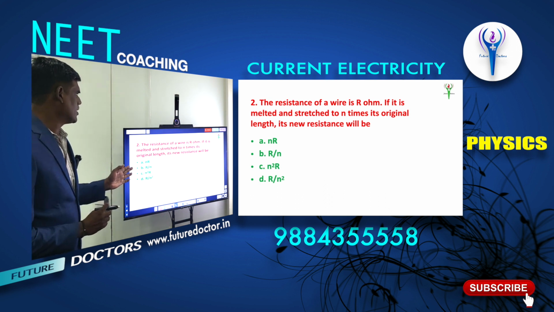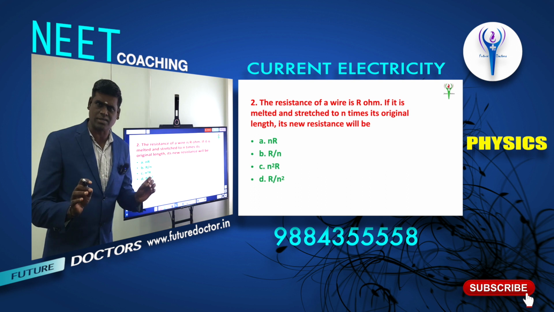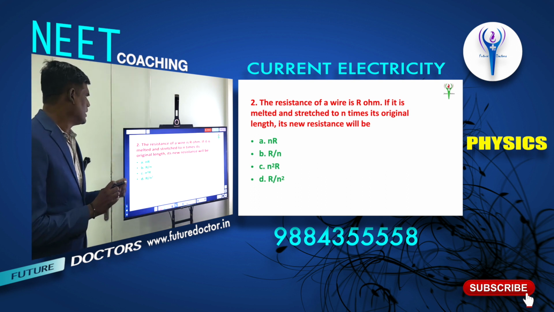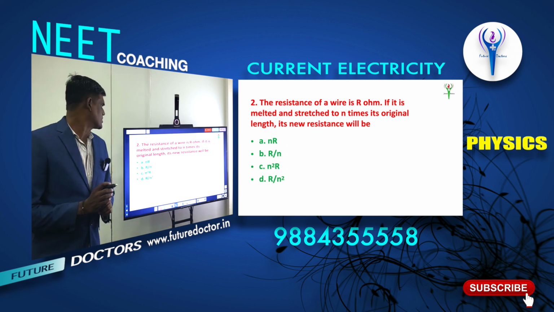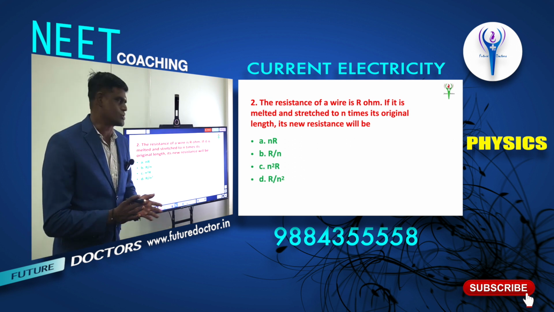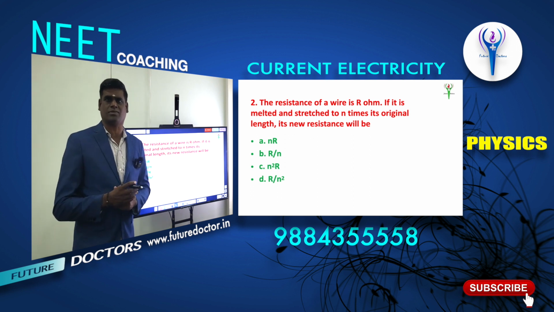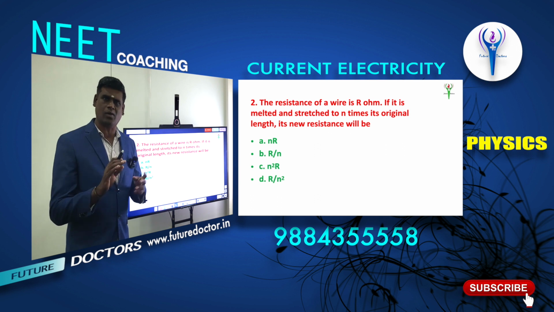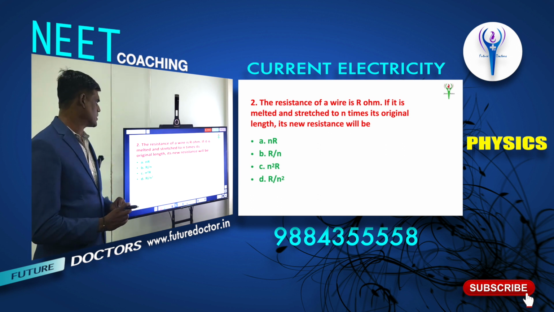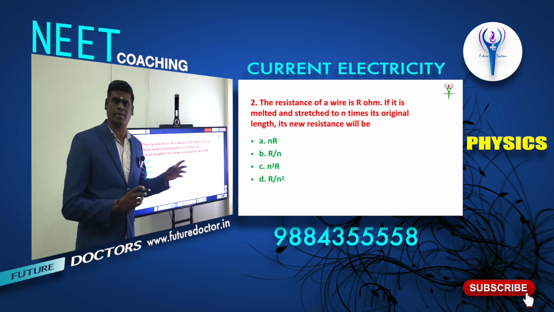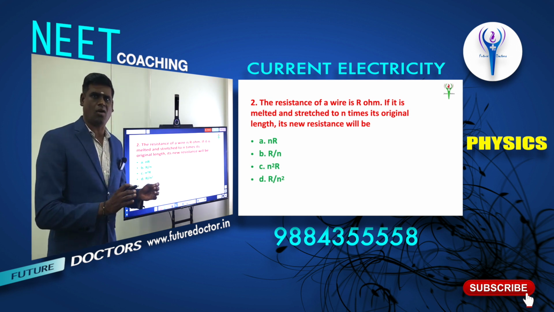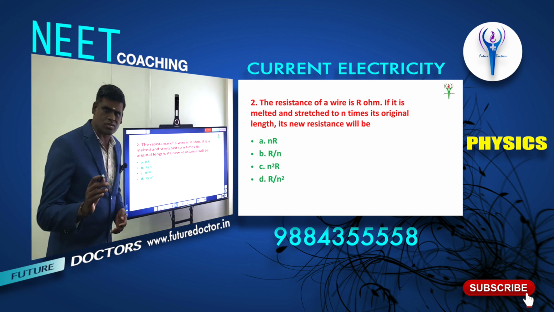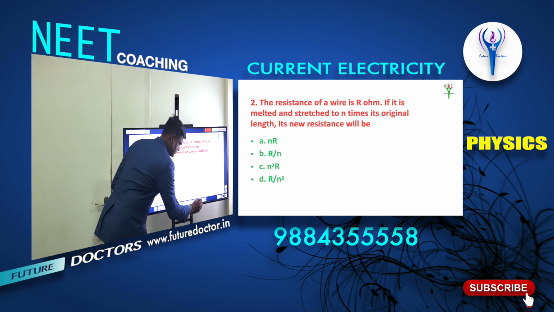So your question is, R ohm is given, the resistance of the wire. When it is melted and stretched to n number of times, n may be 5 times or 10 times, n equal to 5 or n equal to 10, we are going to apply. So n number of times, then what will be its new resistance? That may be R dash. R dash in terms of R you want to find. Next, move to third question.